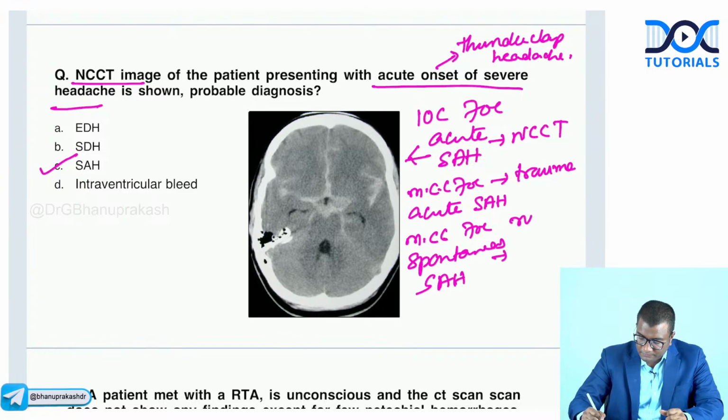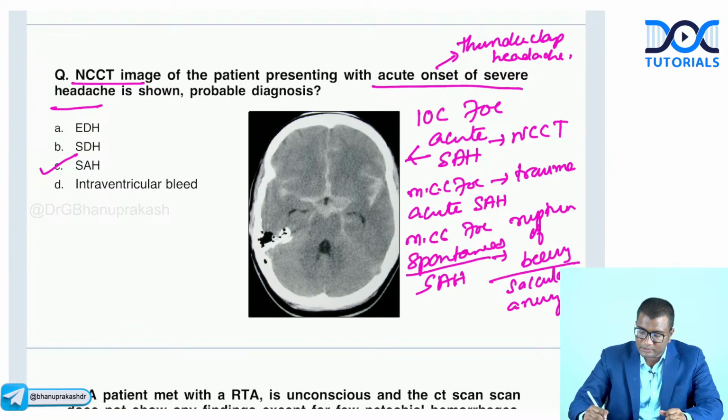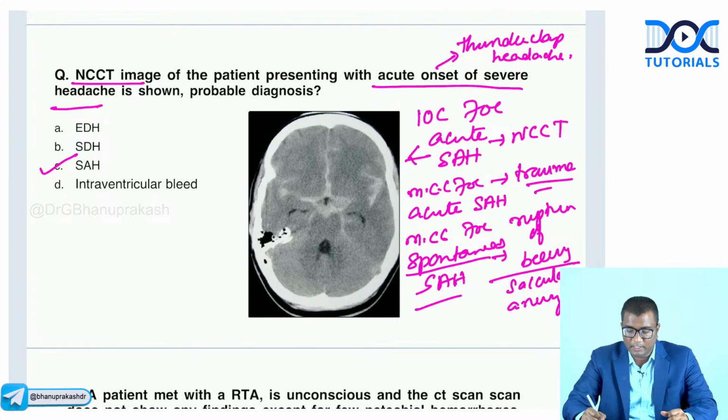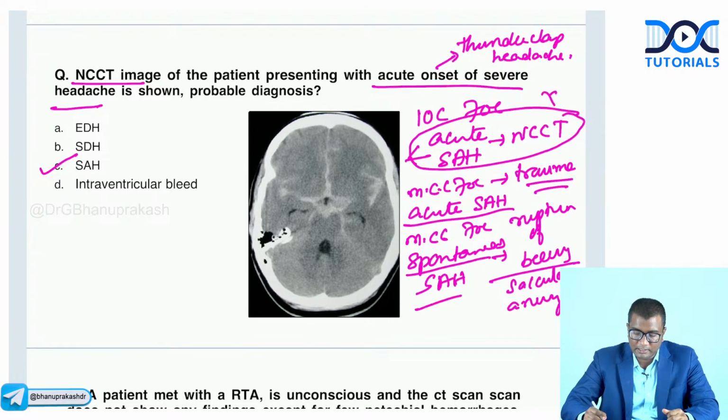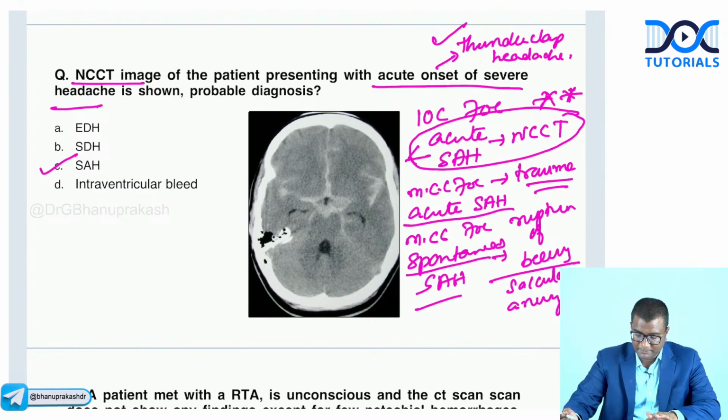This is rupture of berry aneurysms, right? Or saccular aneurysms. So berry aneurysm or saccular aneurysm is responsible for a spontaneous SAH, whereas trauma is the most common cause for subarachnoid hemorrhage overall. And remember, it is the non-contrast CT that is done. Worst headache of his life, the thunderclap headache.